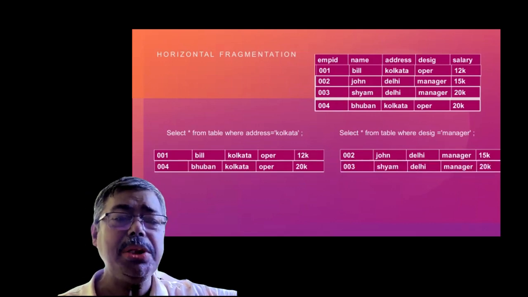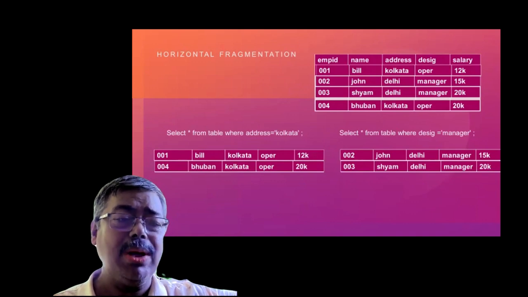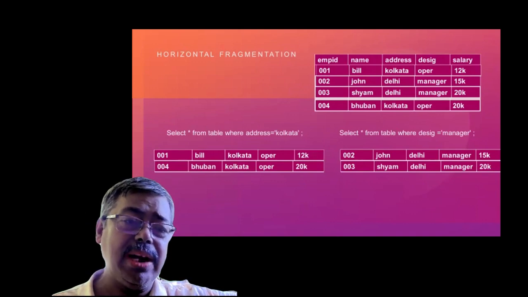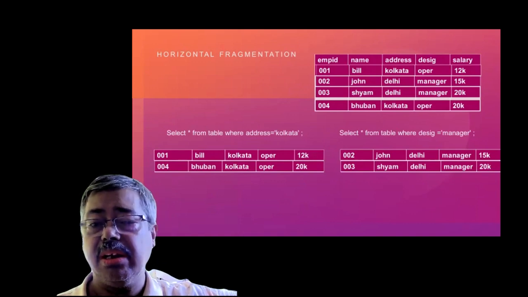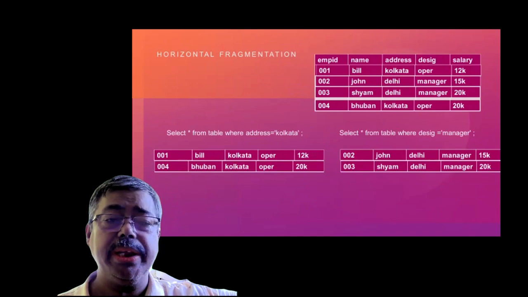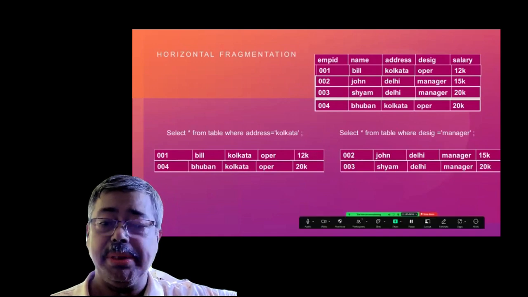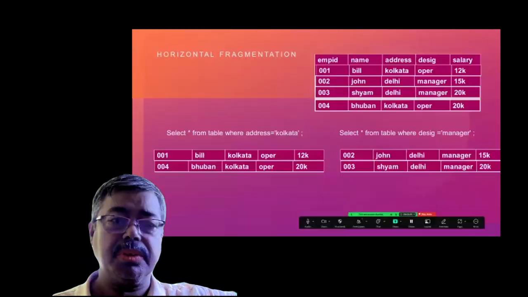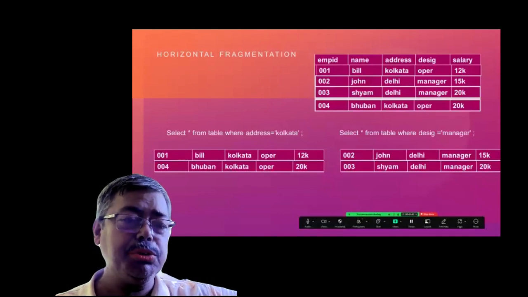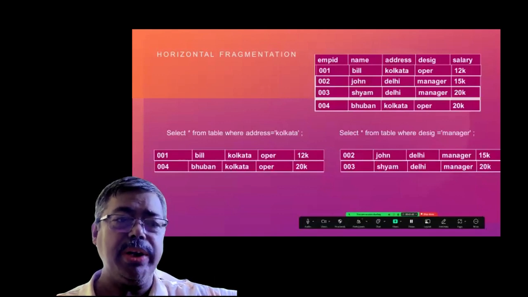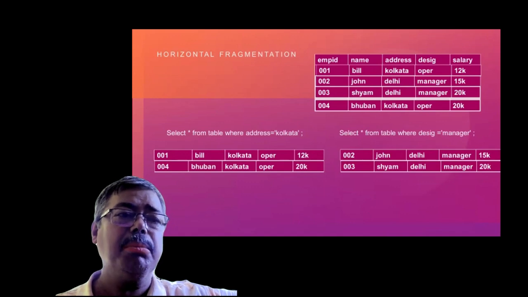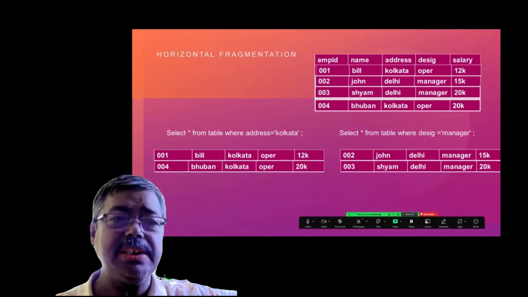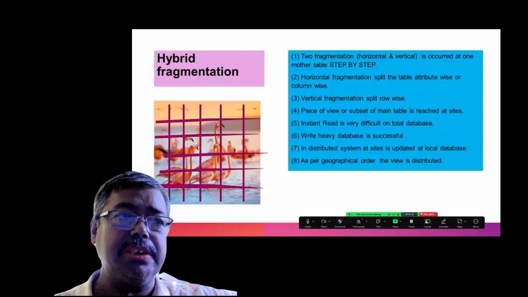So I am giving 2 subsets: one subset containing those residing in the Kolkata area, another in the Delhi area. In this way, we can split the database. This is very useful where a specific type of data is located at a subset, and it is most welcome and accepted by distributed systems.